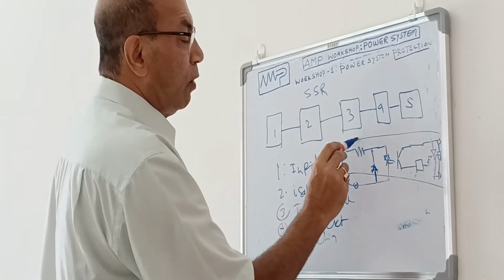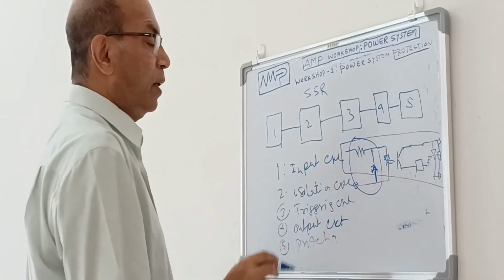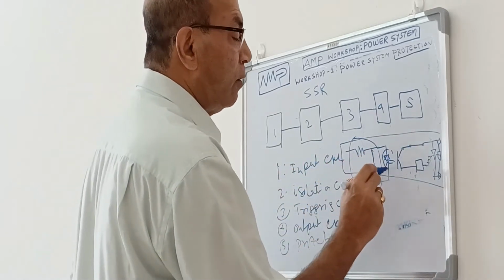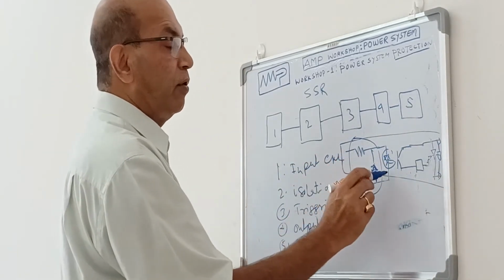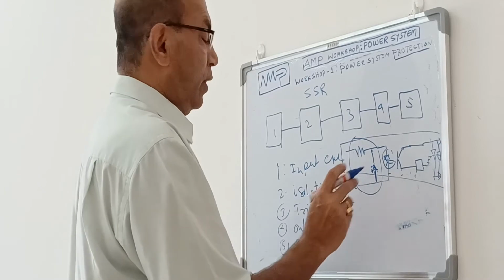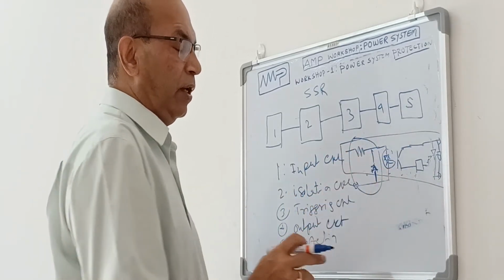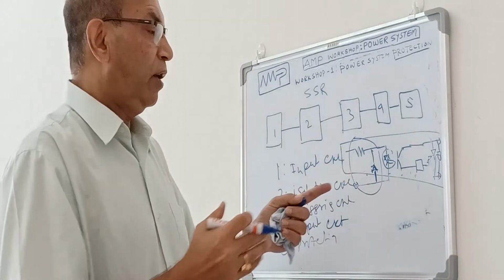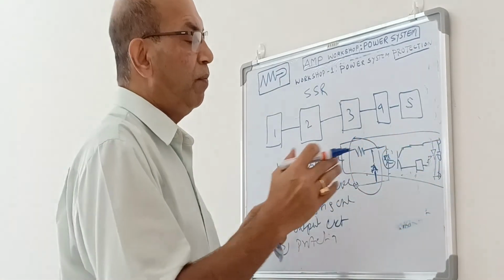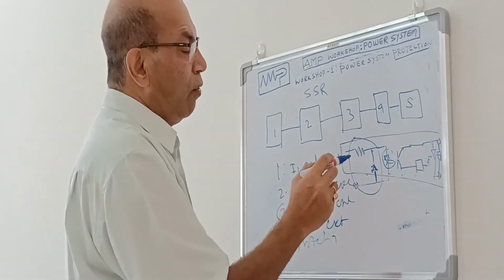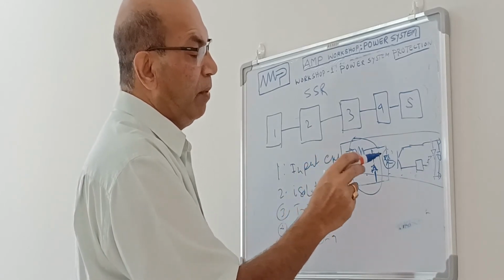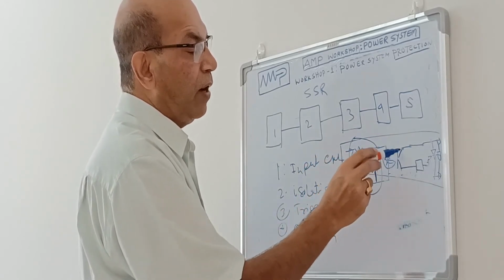Now this part we call the input circuit. Suppose this diode is the input circuit, and this is the isolation circuit. This isolation device is optically isolated from the other part. There is no physical connection between these two. When the input voltage or current is given to this circuit, immediately this optically isolated device responds.